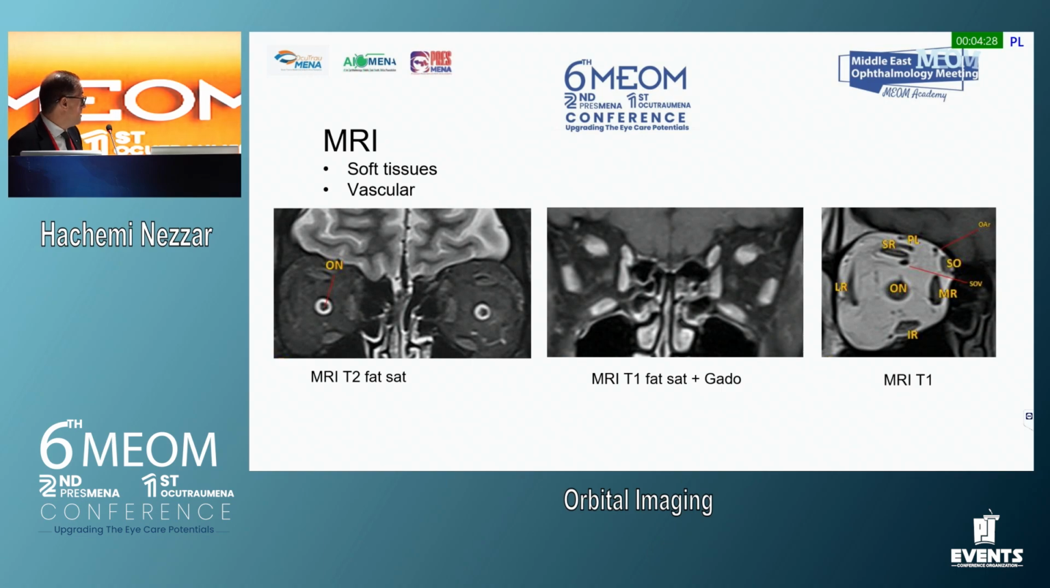The MRI is, I think, a must for the orbit, to evaluate the orbit in depth. This is the perfect exam for soft tissue and vascular lesions. As we mentioned, you need to know the MRI T1, T2, FATSAT, and the different sequences that can help you to observe or to see what you want to see inside the orbit. So you direct your exam.